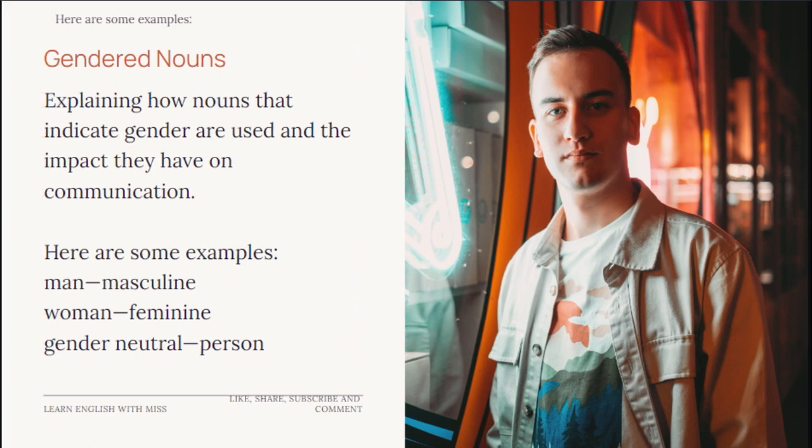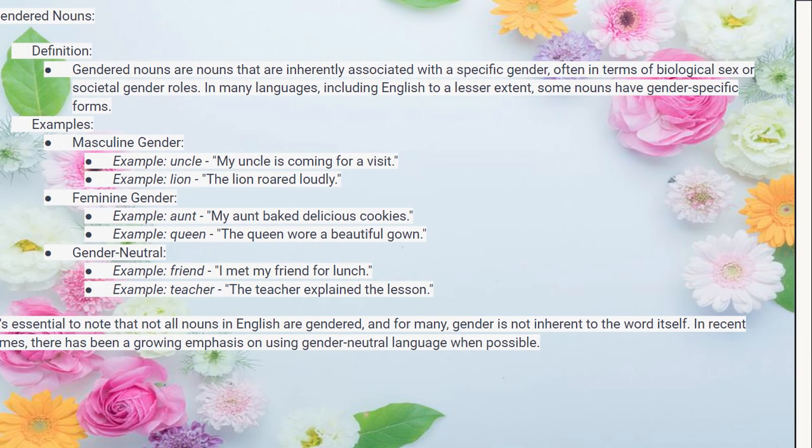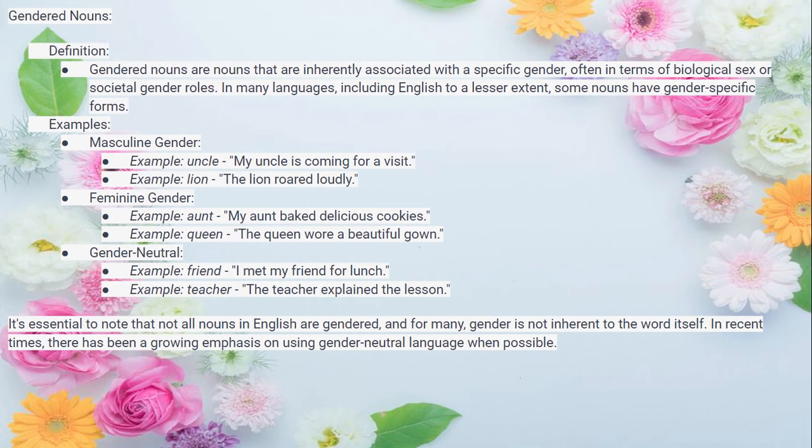Now, here are some examples of gendered nouns, explaining how nouns that indicate gender are used and the impact they have on communication. Some examples are man, masculine, woman, feminine, and gender neutral, such as person. And let's delve a little deeper. The definition of gendered nouns is something that is inherently associated with a specific gender, often in terms of biological sex or societal gender roles. In many languages, including English to a lesser extent, some nouns have gender specific forms.